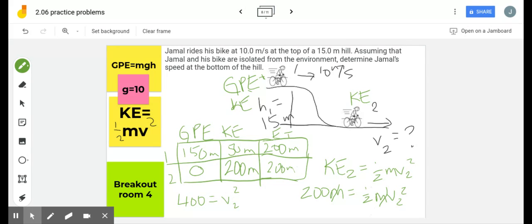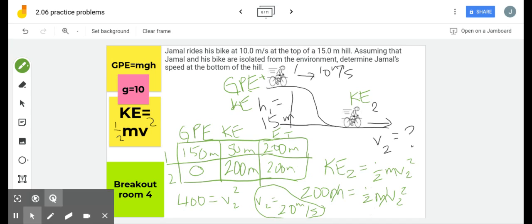I take the square root. I get that v2 is 20 meters per second. And that makes sense. I did say that he's going to be going faster at the bottom than he was at the top. So there you go. That's how you do that one.